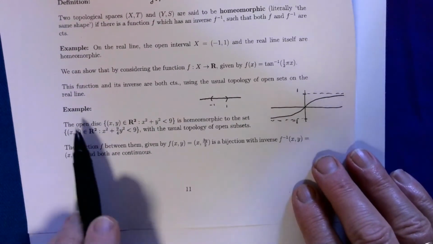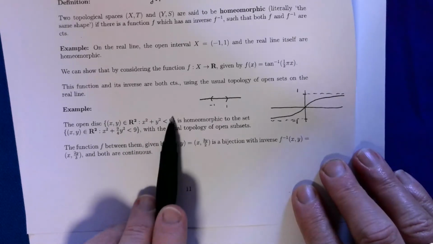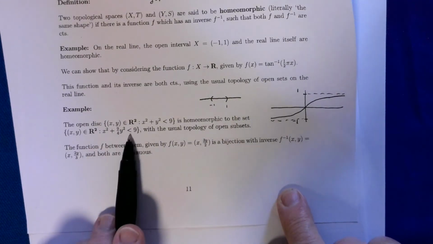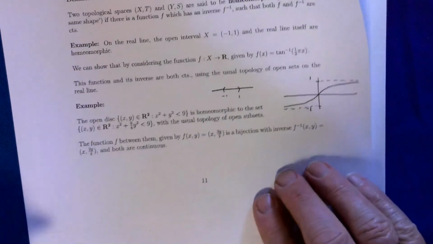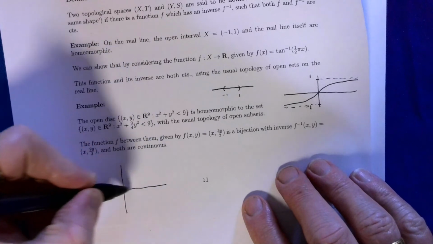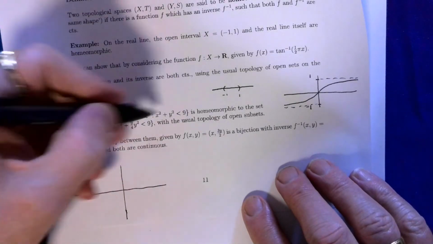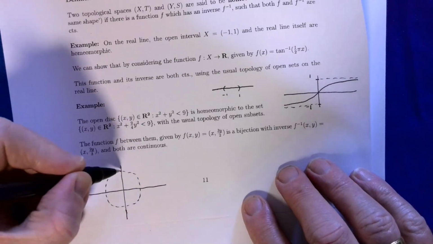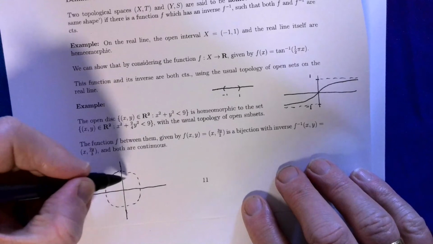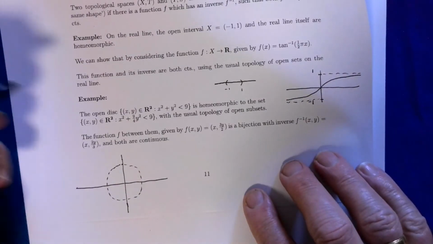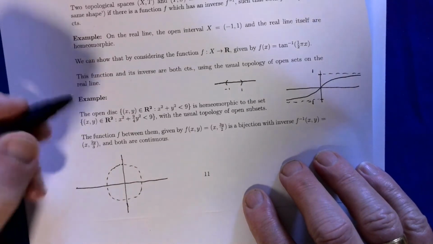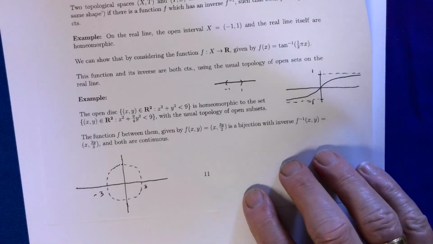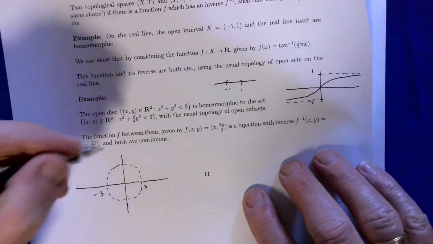As a final example, the open disk x² + y² < r², which looks like this. This is the open circle here, the open disk. This is also homeomorphic to this set, again with the usual topology of open subsets. So let me draw a picture of this one. This is the inside of a disk, radius 3, and the open sets inside this disk will consist of all the open sets inside here. This one here is an ellipse. So this is 3, this is 3, minus 3. If you put x to be 0, then you'll get y's between 2 and minus 2.